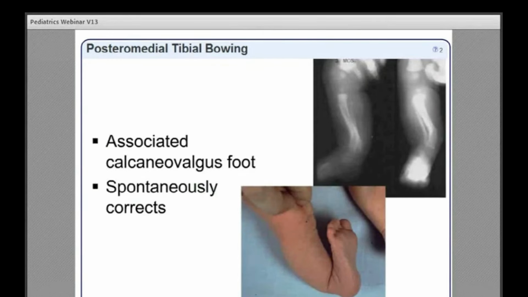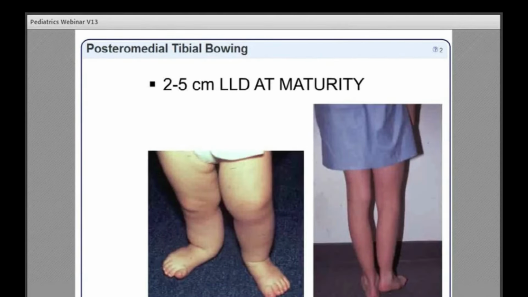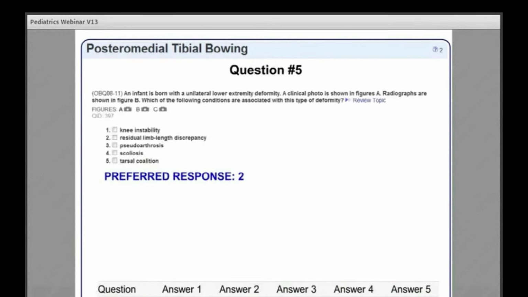For posterior medial bowing, you need to know that there's an associated calcaneovalgus foot position, often even more severe than you saw on the previous slide. The typical finding is that this will spontaneously correct with time. Occasionally the foot will need to be casted, but rarely. Almost always it will resolve spontaneously. The most prevailing thing to find with posterior medial bowing of the tibia is about a 2 to 5 centimeter limb length discrepancy at skeletal maturity, as you can see in this child, as an infant on the left and as an adolescent on the right.